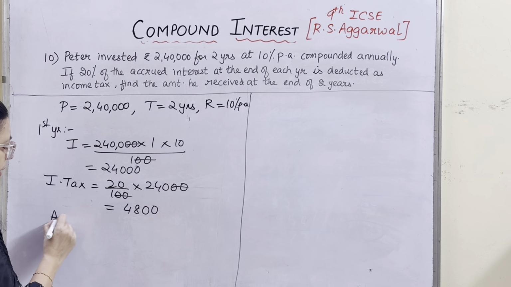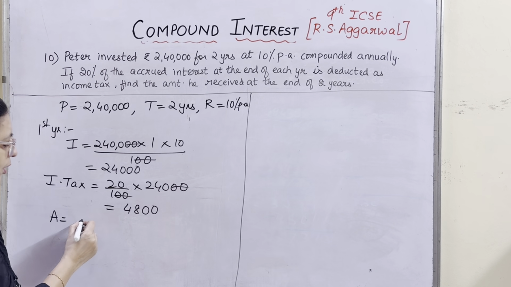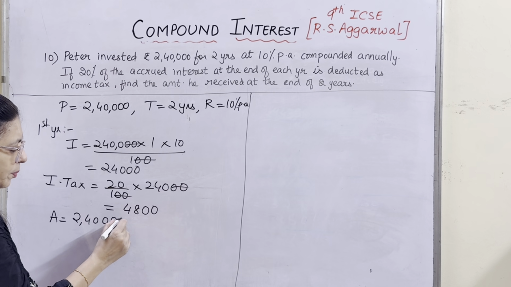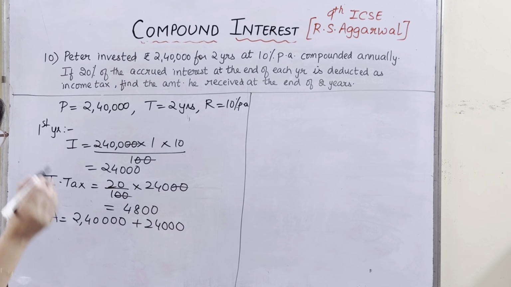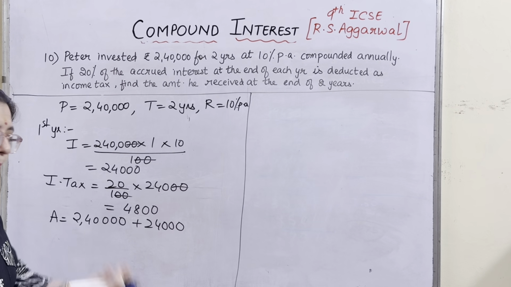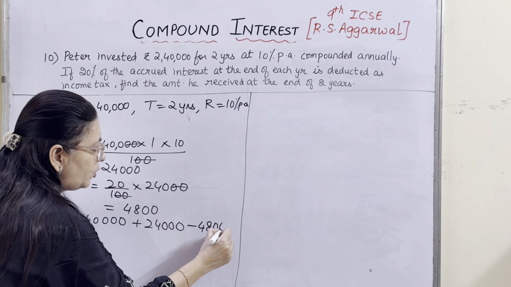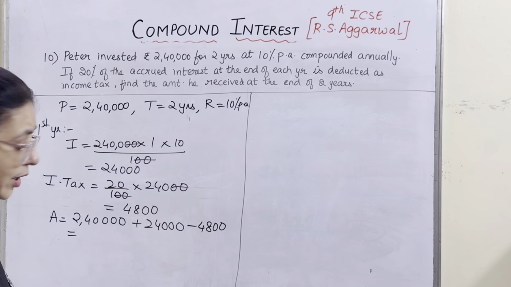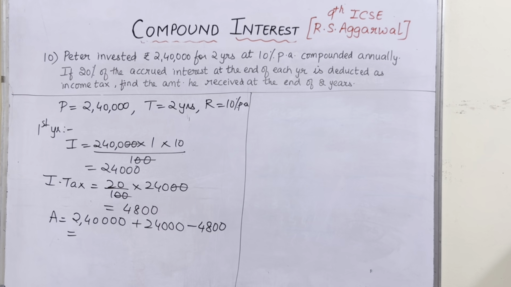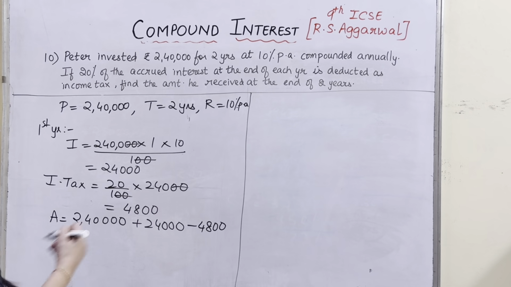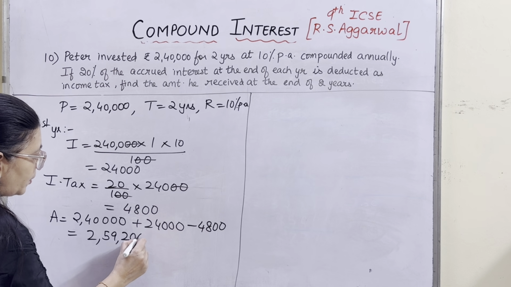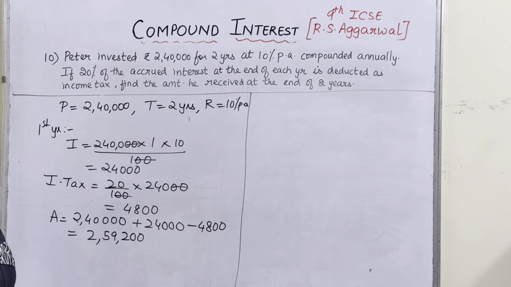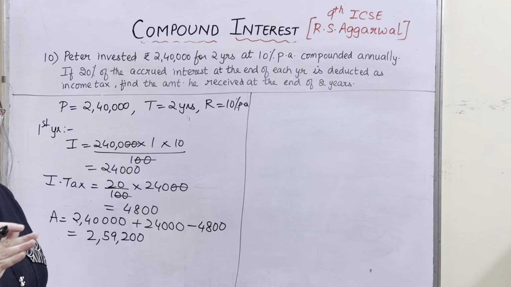So, how do you find amount? Amount is principal plus interest. What is the principal? 2,40,000 rupees plus interest is 24,000, and you have to deduct income tax. Income tax you have to pay. So, deduct 4,800 rupees. That will give you the amount. So, 2,40,000 plus 24,000 is 2,64,000. 2,64,000 minus 4,800, you will get 2,59,200 rupees. This is at the end of the first year. Similarly, we have to find for the second year.